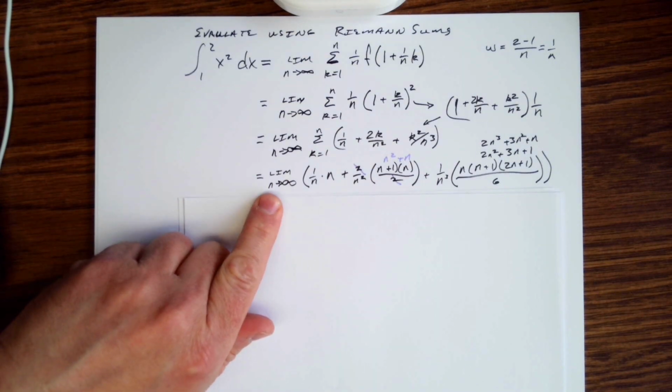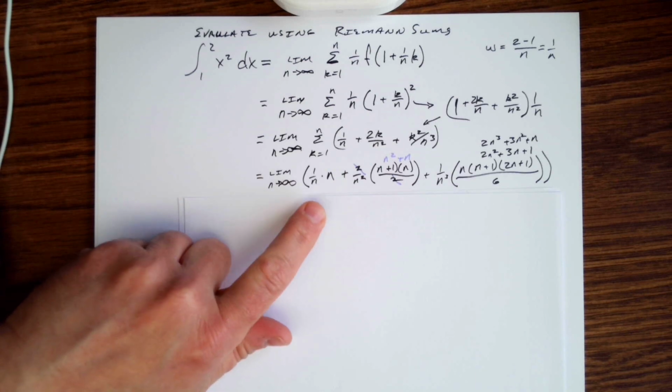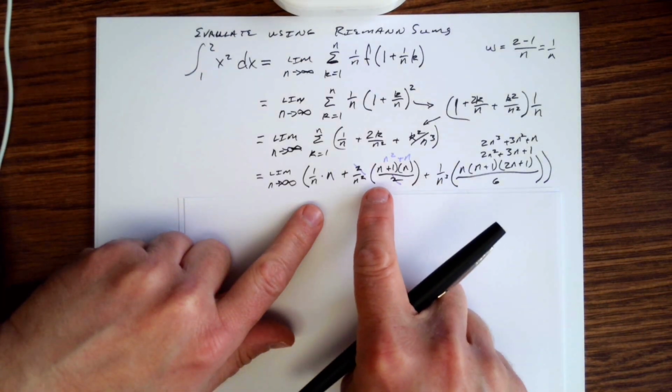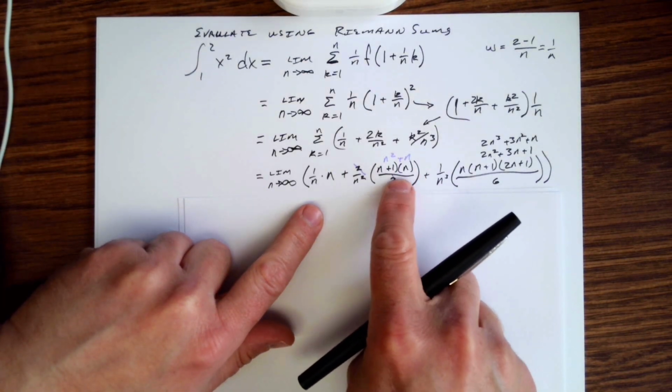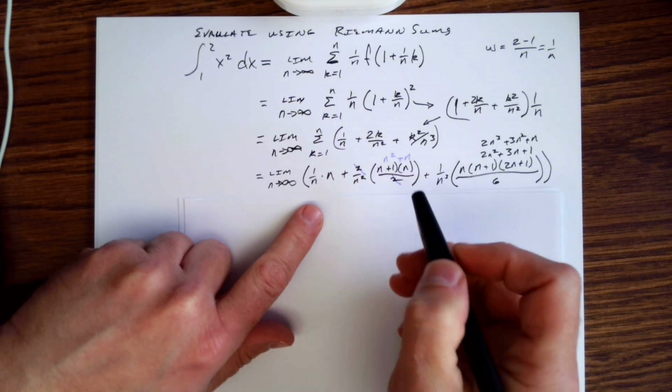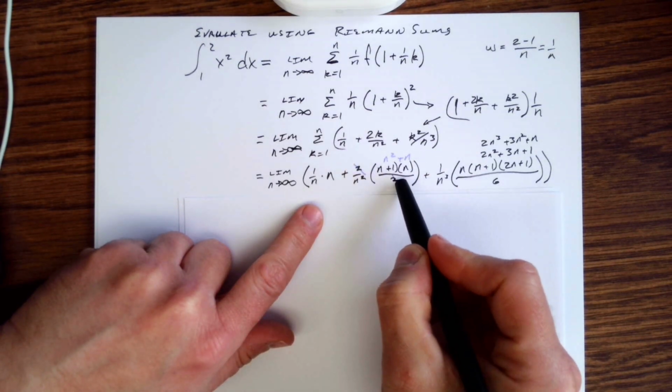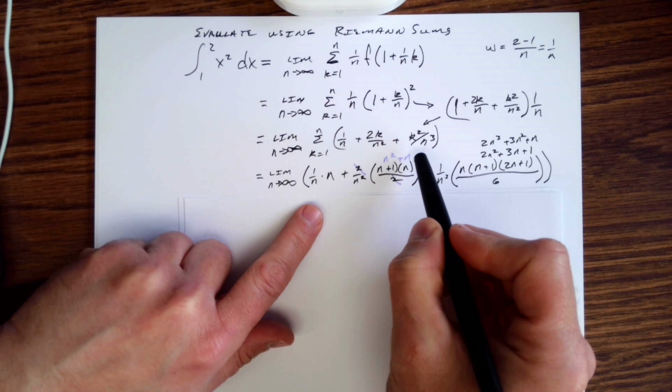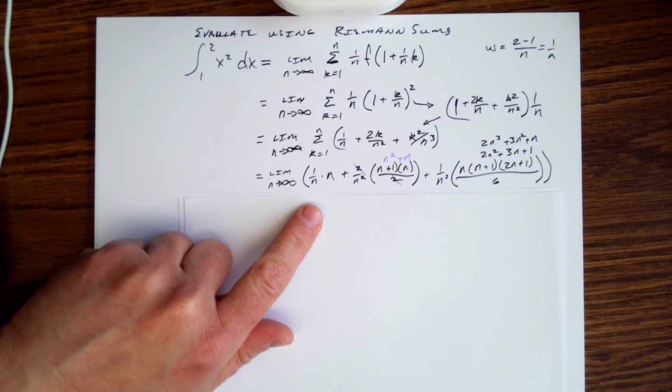N is a variable for the limit, but it's a constant for the summation. So here I'm going to be doing n plus 1 times n all over 2, which allows me to cancel out the 2's, and then I'm going to rewrite this as n squared over n, and I'll show you why I did that in a second.